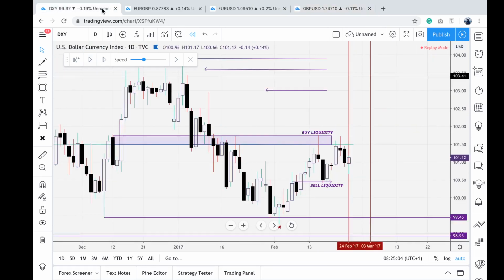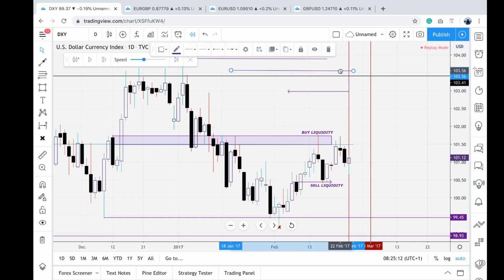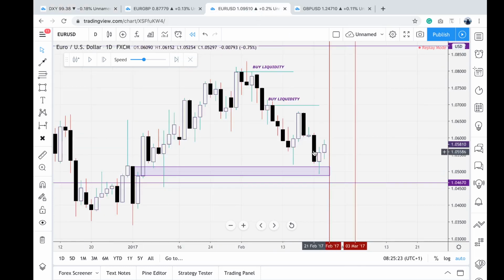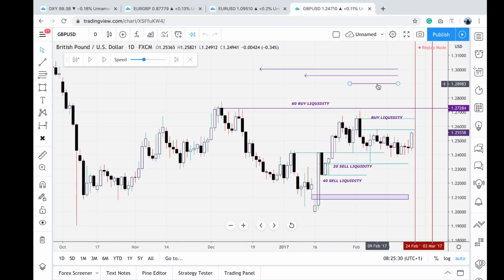Okay, so DXY now. So now we're getting to our last week of February. The third week of February, we actually took no trade. The second week of February, we took a loss on Euro Pound, two losses on Euro Pound actually. But on the Euro Dollar, we were profitable. On British Pound Dollar, we basically sat out.